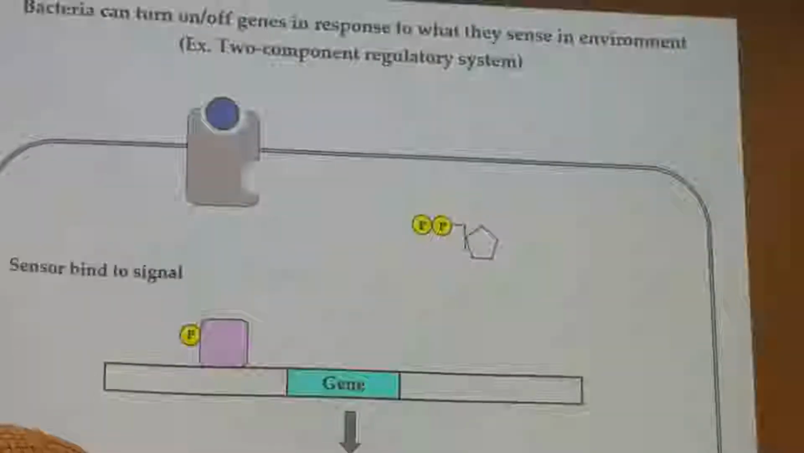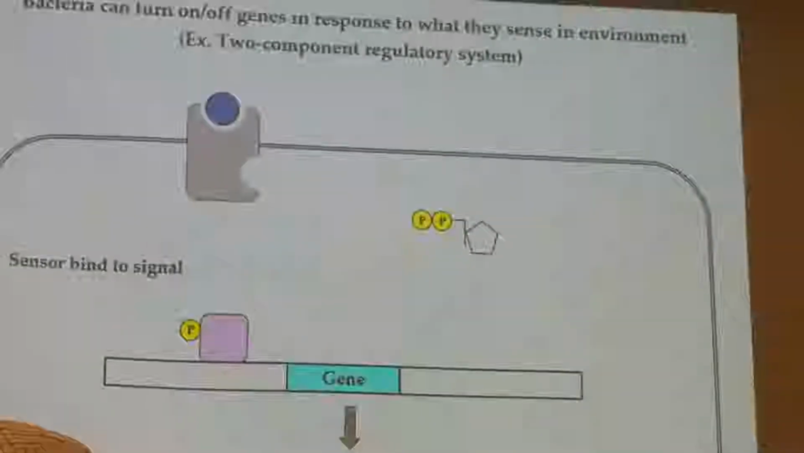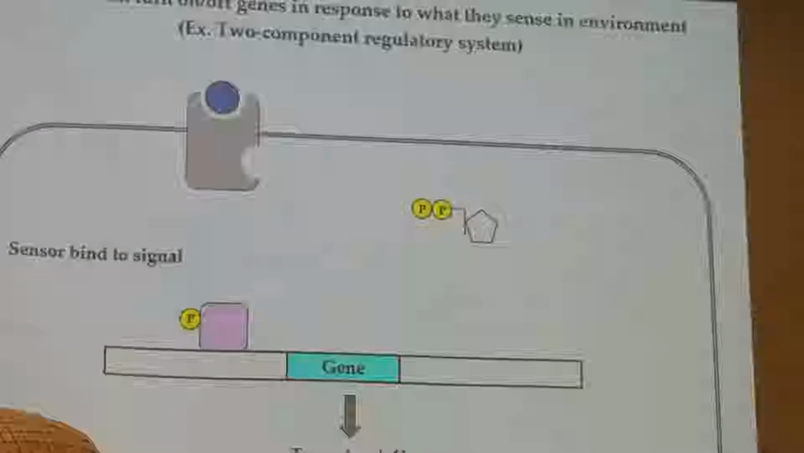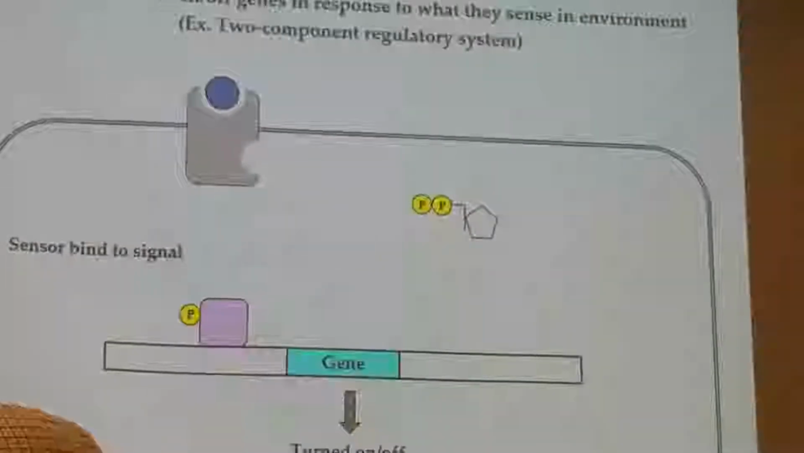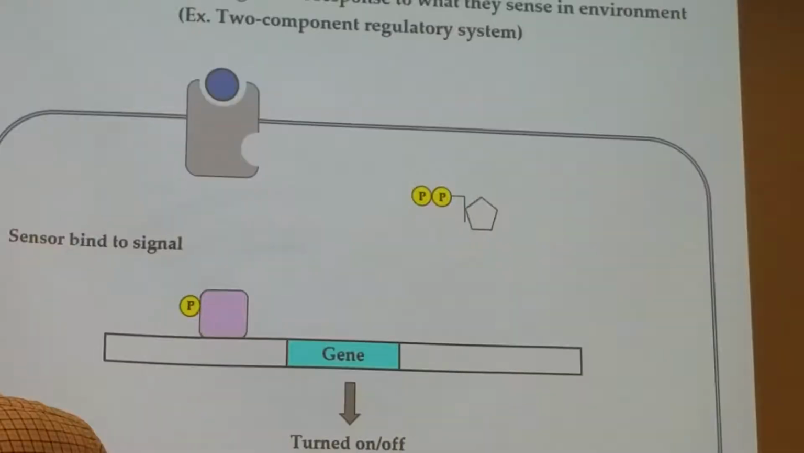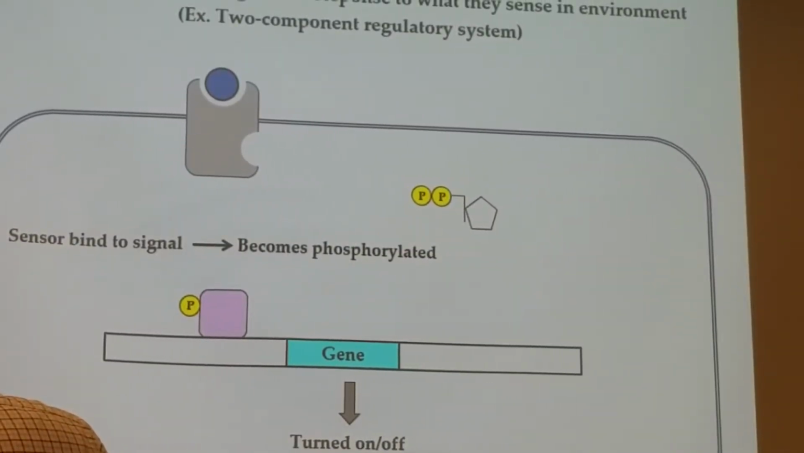I'm going to sum it up. Here's what we said. First, the sensor that you find in the membrane binds to a signal that's in the environment of the cell. That then causes a phosphate group to get attached to the sensor. And the fancy word for adding a phosphate group to something is that it gets phosphorylated.